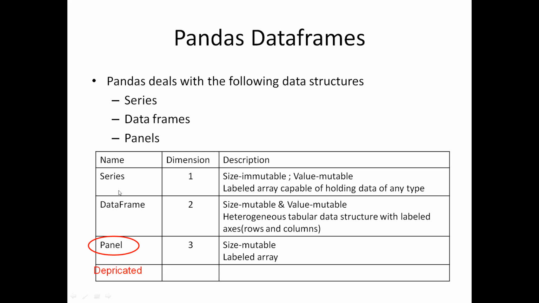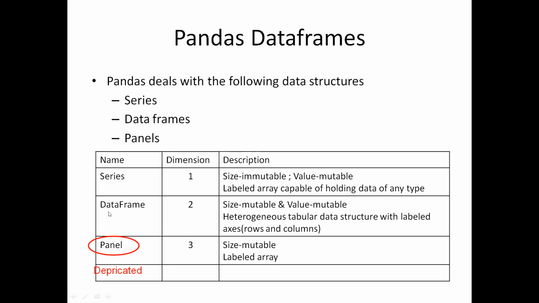When we are talking about series, it is nothing but a one-dimensional structure of data, called a series, and its size is immutable. The values are mutable, okay, and it will have a label like an array. Your array has an index as well as the value. In the same way, a series also has the label and the corresponding value.